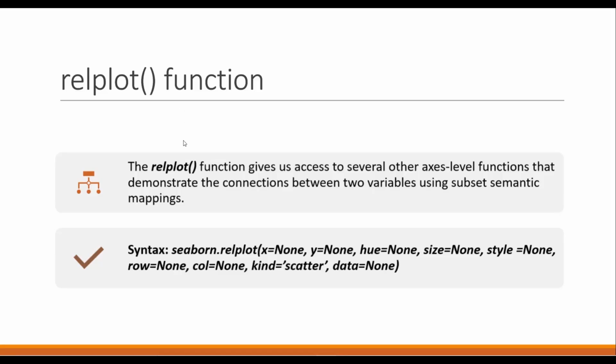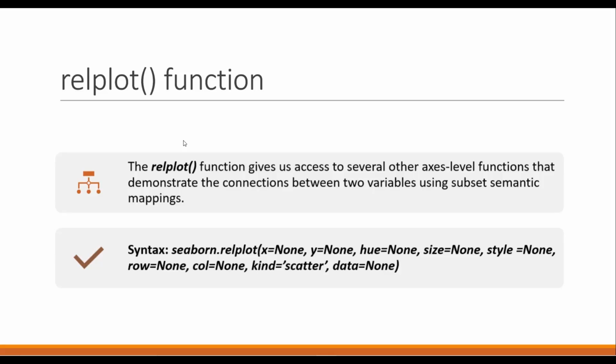So the first two important parameters are x and y. These are the data points that define the x and y axis locations. The next one is hue, and it is a grouping variable that will produce components with different colors. The second one is size. It is also a grouping variable that produces components with different sizes. The third one is style, and it is a grouping variable that will produce components with different styles.